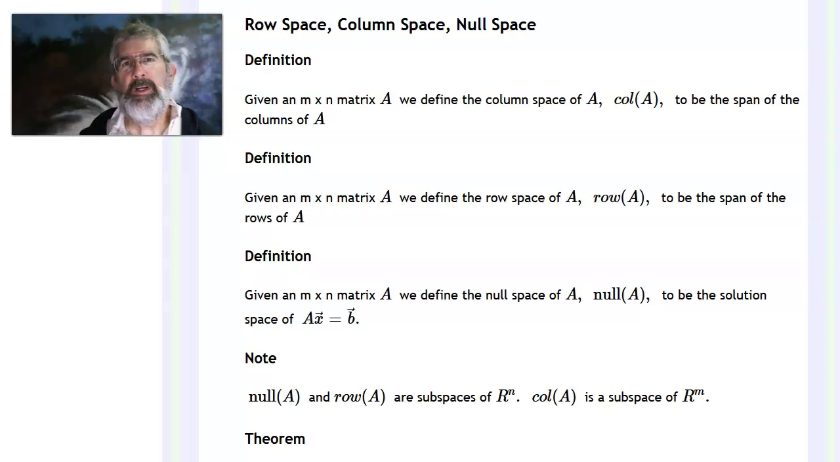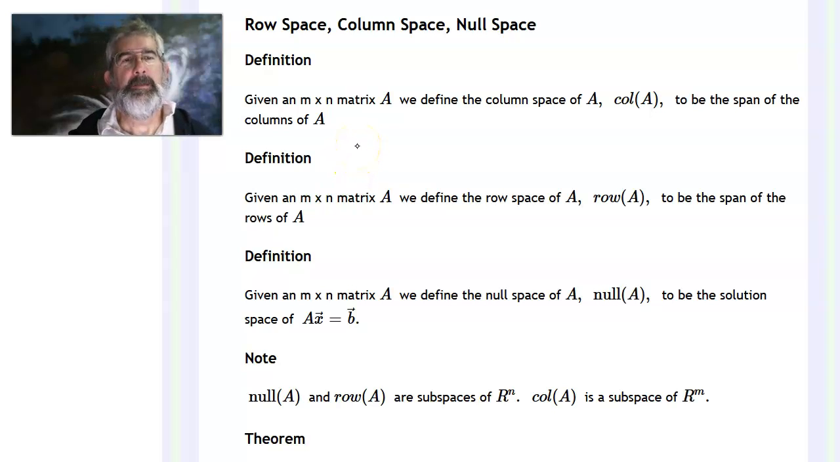In this video, we want to take a look at three vector spaces that are associated with each matrix. So here we go. Given an M by N matrix A, we define the column space of A to be the span of the columns. Think of each column as a vector, and just take the span of those things, and that would be the column space.